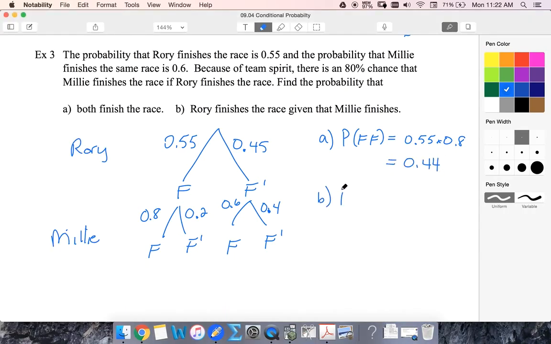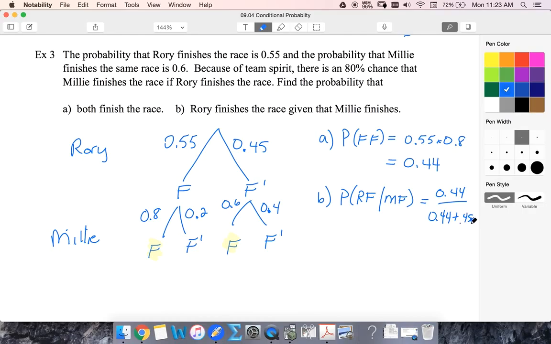All right, probability that Rory finishes, given that Millie finishes. So Millie finishing, what we're given are these two outcomes, so following this path, the only path where Rory finishes is this one, so that's my numerator. We've already done this from above, that's 0.44. And now we have to divide by our two possible outcomes, which is the 0.44 plus 0.45 times 0.6.